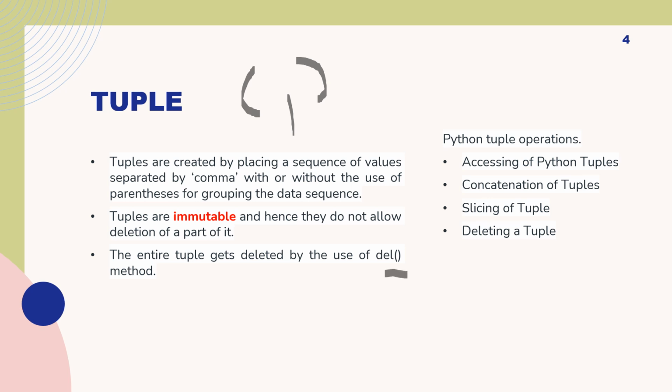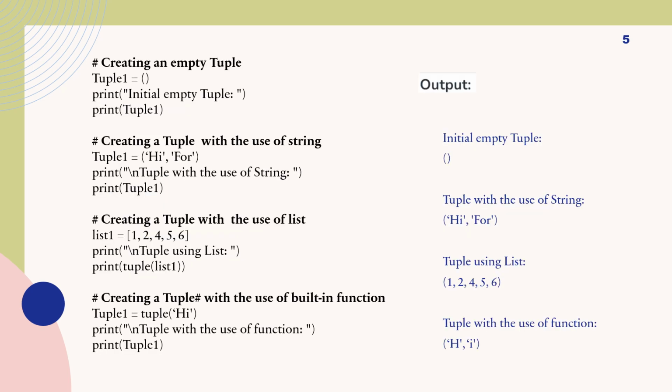So different operations can be done on a tuple. We can access the tuple and do concatenation. We can add two different tuples, do slicing of a tuple, and also do deletion. And here is a program to demonstrate the concept of a tuple, showing how to create an empty tuple. Here is the simple code. Tuple 1 is equal to just the brackets, and if we print tuple 1, it will give you the output like this.